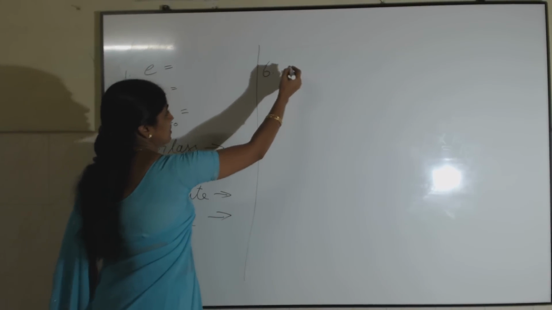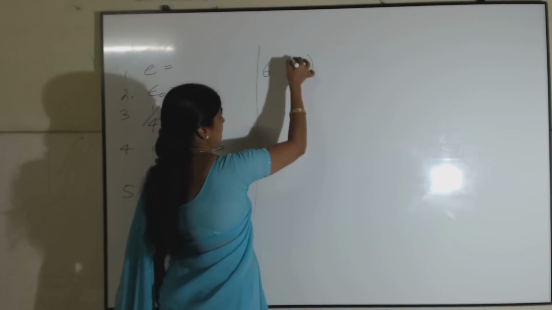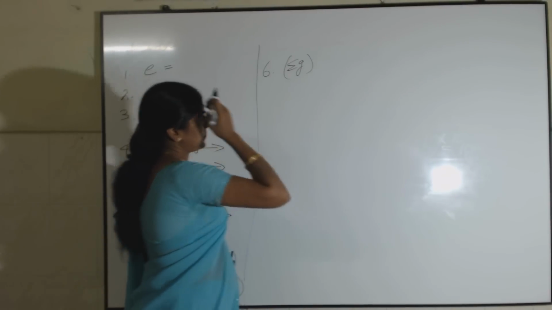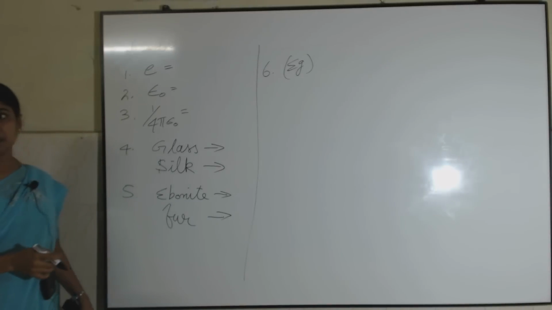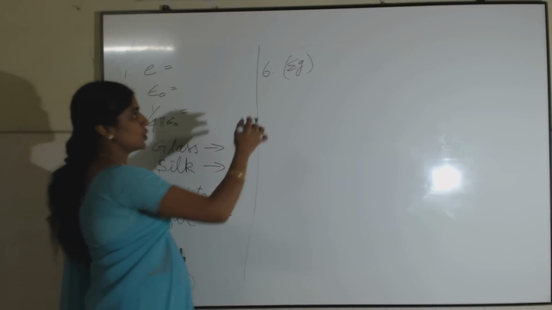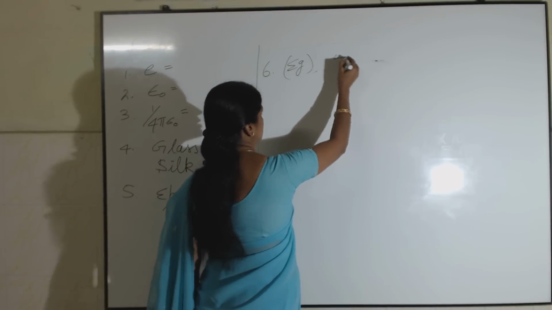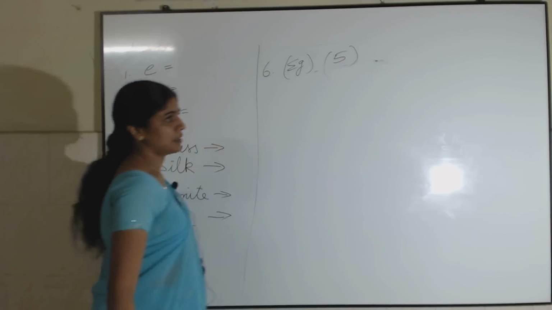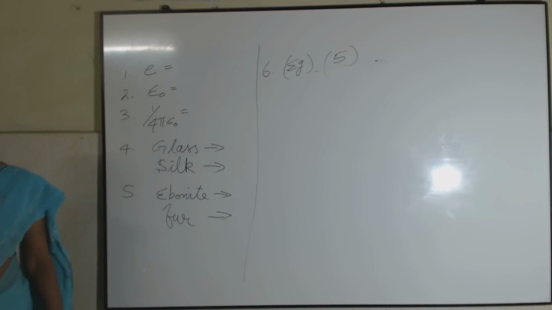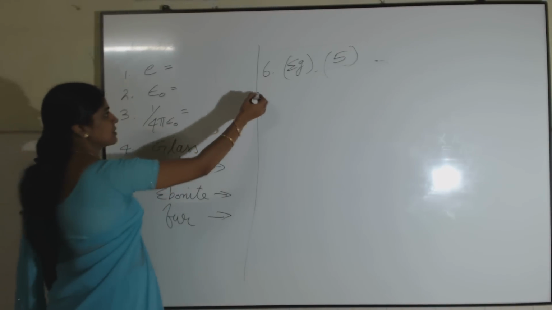Sixth one, give all the examples for like charges repel and unlike charges attract. What are the examples given in your reader? You want to list out all the 5 examples given in your reader for like charges repel. That is the property of attraction or repulsion between any 2 charged bodies.